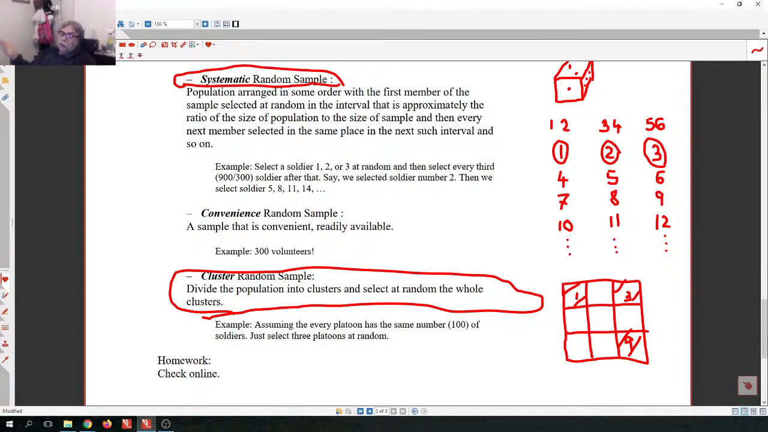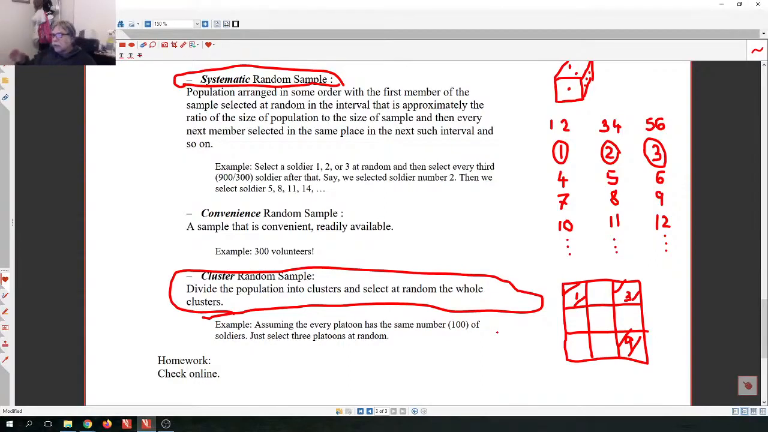I'm not really an expert on military or anything like that, but that could be the way to do it. So again, the difference between stratified random sample and cluster random sample is that in stratified random sample, you are dividing the population into strata, but then you're proportionally taking from each of those layers.